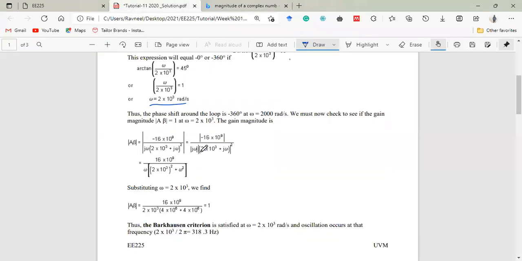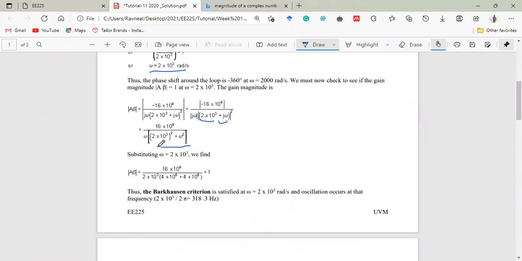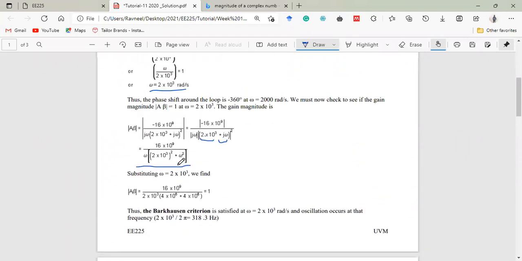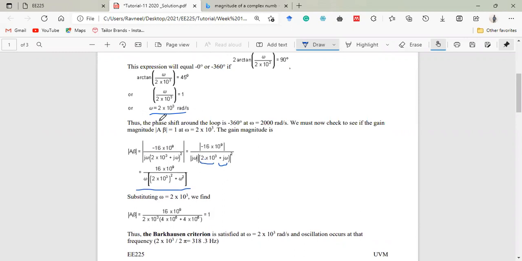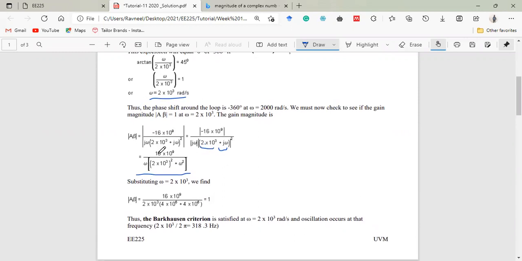So in this particular case, our a squared is this particular term, and b squared is this particular term. So the magnitude of this 2 times 10 to the power of 3 plus j omega squared is equivalent to 2 times 10 to the power of 3 squared plus omega squared. Once we have this particular value, the magnitude of A times B, what we need to do is take this omega value that we calculated and substitute it into this formula to see whether we get our magnitude to be equivalent to 1 or not. So in place of omega, we just need to substitute this particular value.